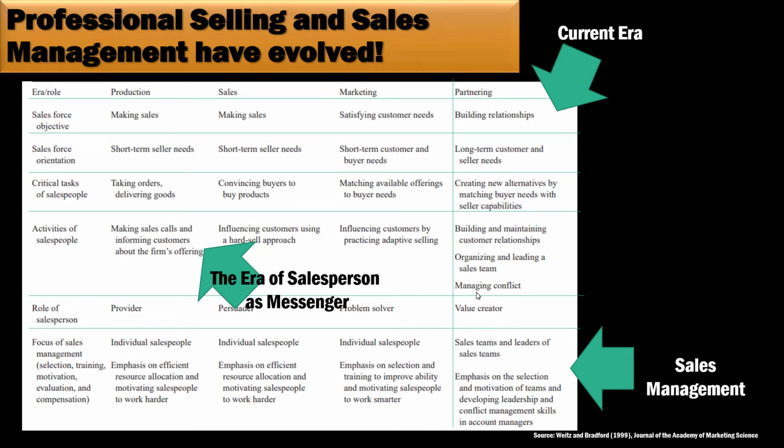They're value creators. This idea of a value creator is not just communicating the marketing message. It's co-creating value with your buyers. You're working with your buyers to figure out what is of value to them that is also of value to your organization. So co-creating value, managing conflict, organizing and leading sales teams, building and maintaining customer relationships. All these things are the types of things that salespeople have been doing. And I'm not talking about just today. This was 1999. So the partnering era has existed for quite a few years, and salespeople have been doing things more along the lines of the right-hand side than the other side.